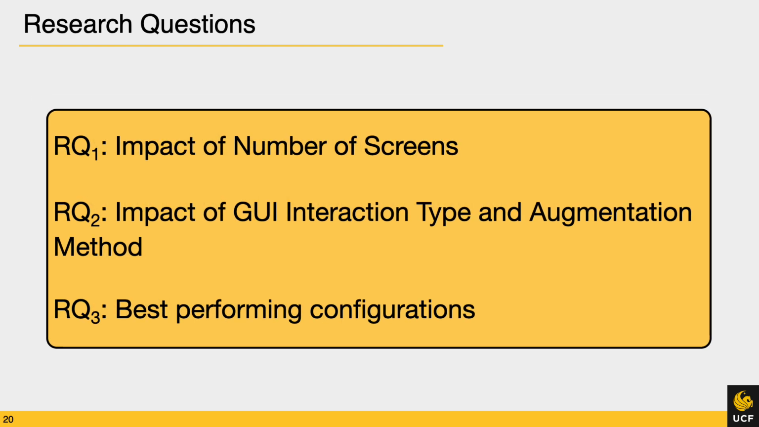In our study, we asked 3 research questions. First one is effectiveness of using GUI interaction information from different number of screens. The second one is effectiveness of the type of GUI interaction information and augmentation method. The third one is overall best performing combinations of using GUI interaction information.